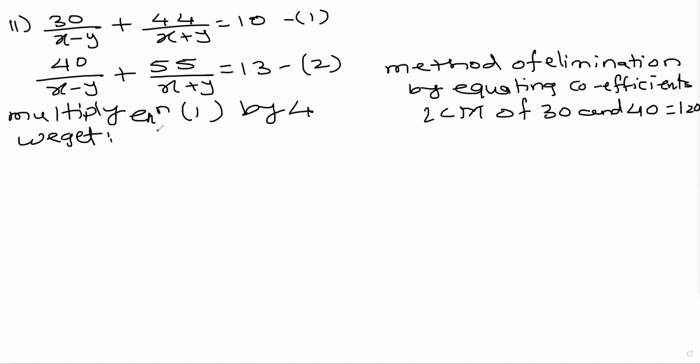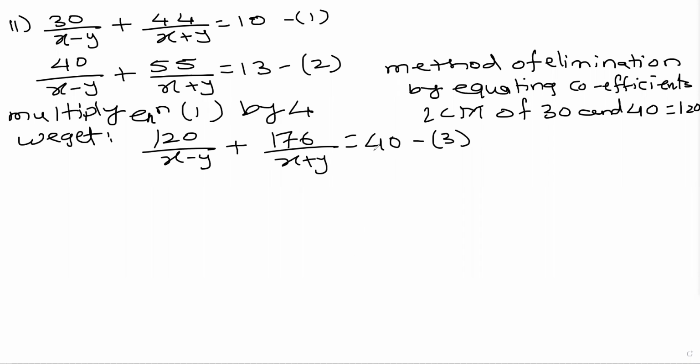120 upon x minus y plus 44 into 4. 44 into 4 is how much? 176. Correct. 176 upon x plus y is equal to 40. Let us call this equation 3.